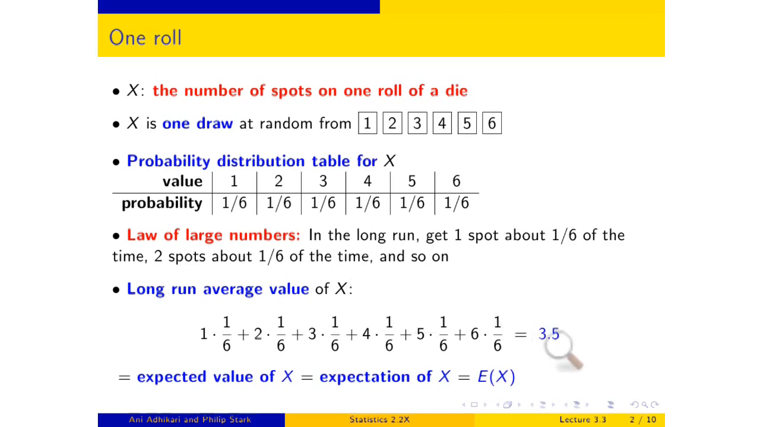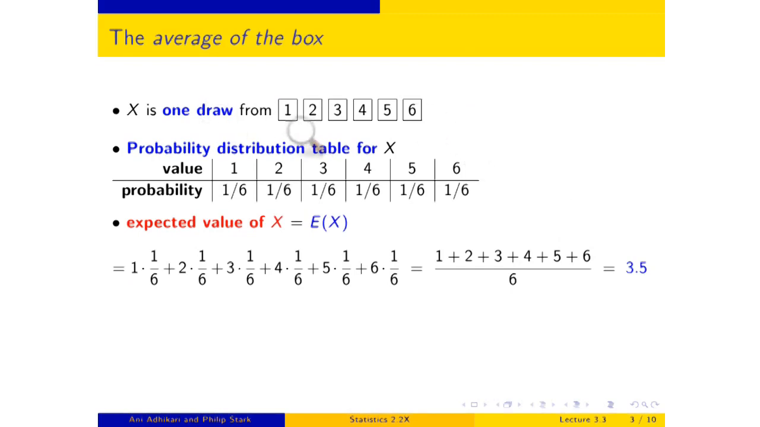But this is an average, and it is just the plain old average of these numbers. Let's examine that, because we understand a lot about averages, and because of that we understand a great deal about expectation. So here's a little recap. You have one draw from 1 through 6. You have the same probability distribution that we had last time. And here's our calculation for the long run average, which, if you sort it out, is simply add up all the numbers and divide by 6, which is a simple average of this list.